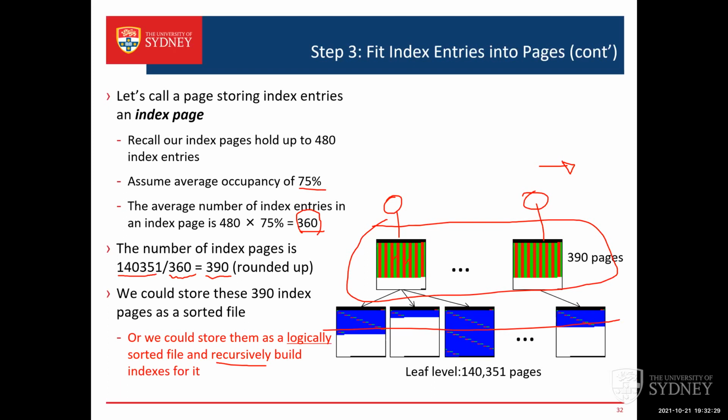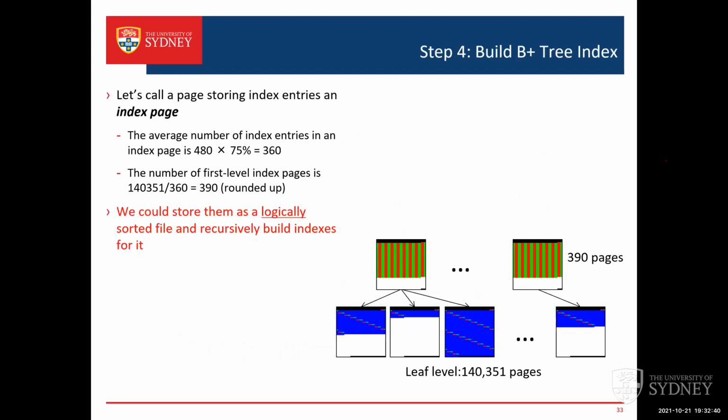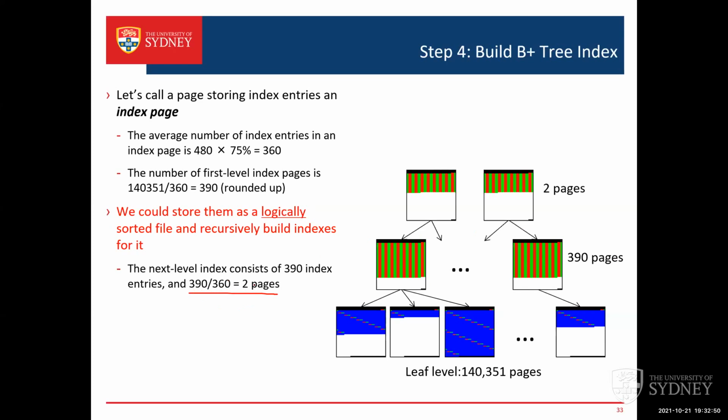One answer I got: yep, approximately 2. So we'll have to create 2. Someone wrote the equation as well. For 300 pages, for each page we create an index, right? So this would be the equation, 390 divided by 360, which is approximately 2. That means we have to create 2 pages in here.